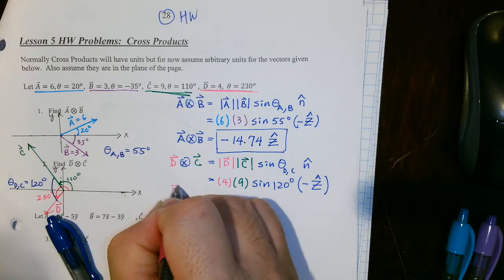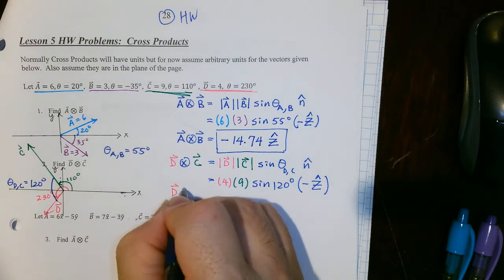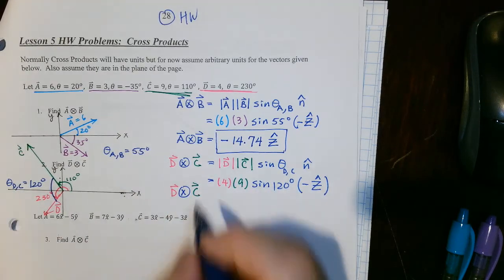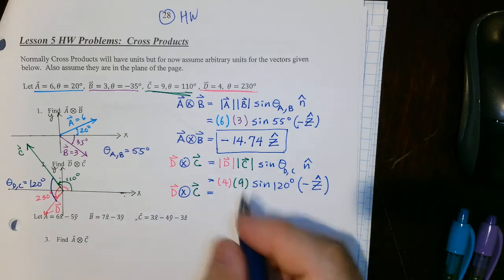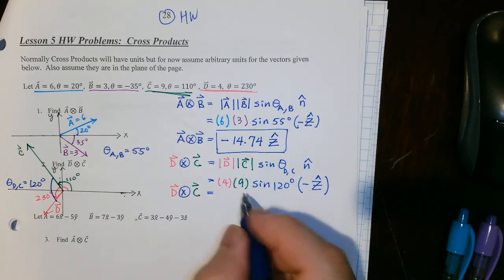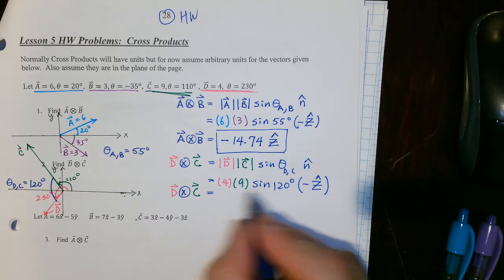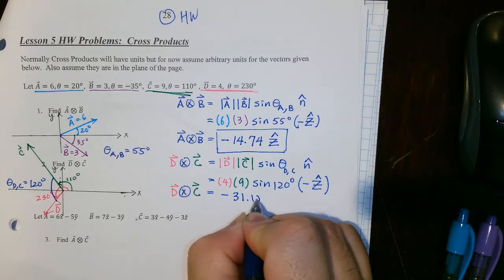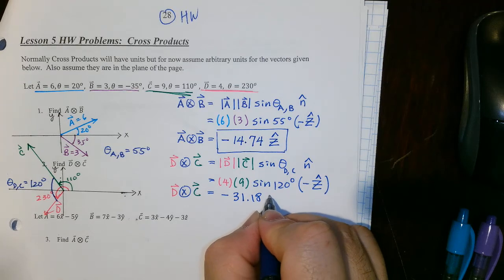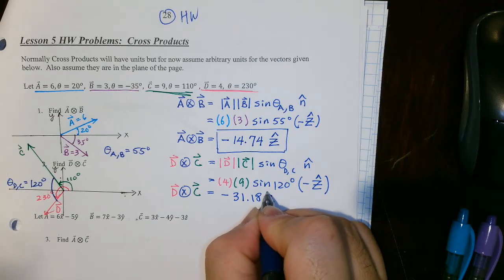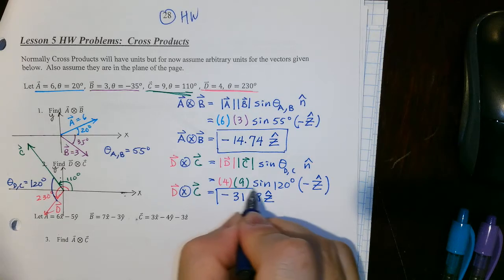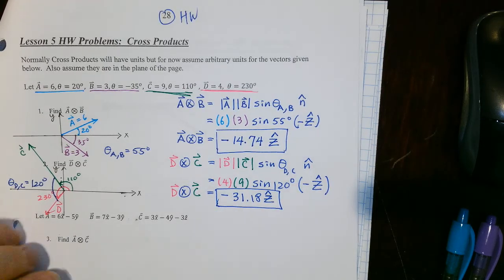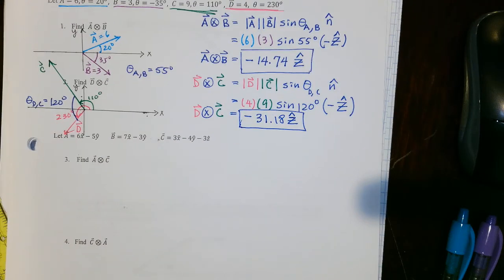So D cross C, right, is equal to, if you work it out, you're going to get 31.18 for this. So negative 31.18 z hat would be your cross product. All right.